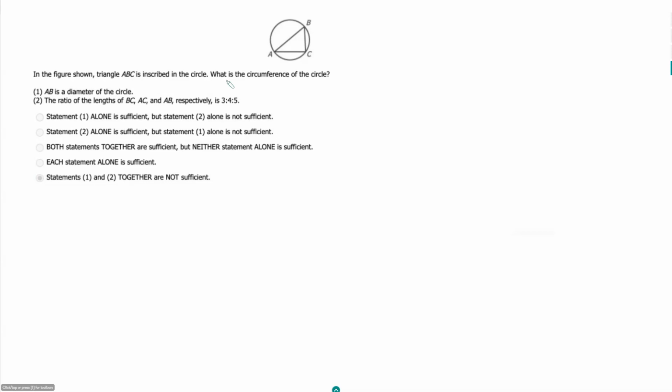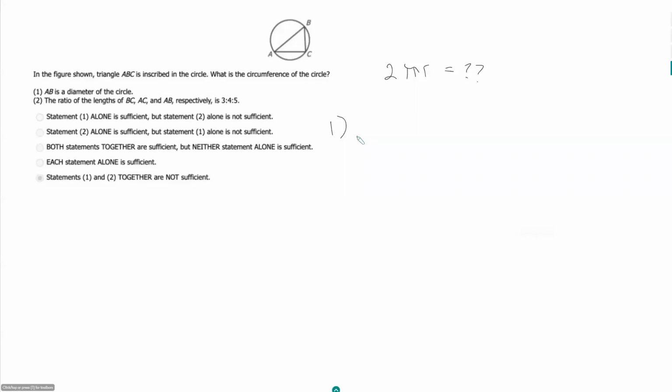In the figure shown, triangle ABC is inscribed in the circle. What is the circumference of the circle? So circumference is equal to 2 pi r. So what is 2 pi r? We need the radius, but they don't really give us any more information, so we've got to look at the statements.